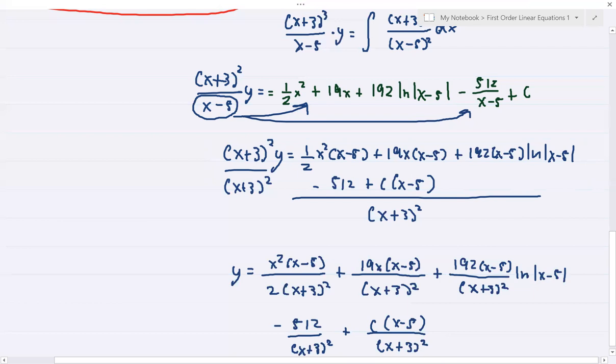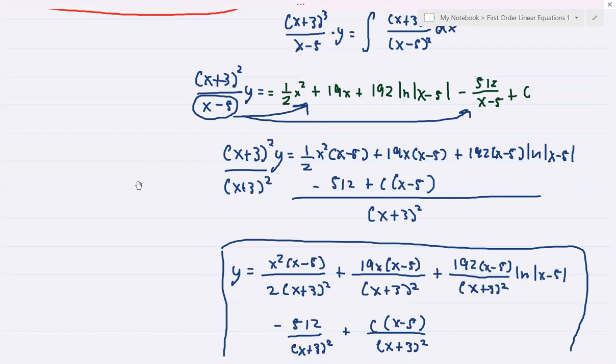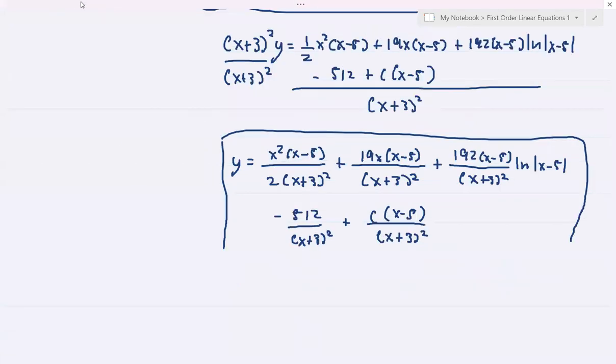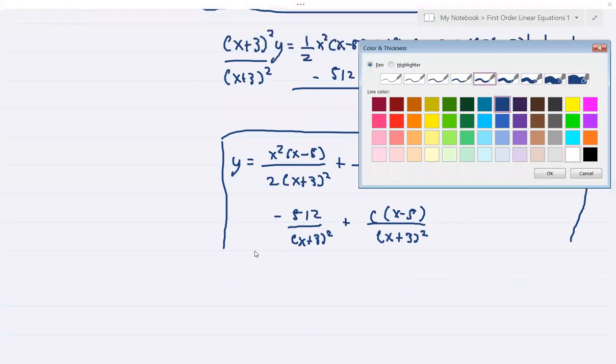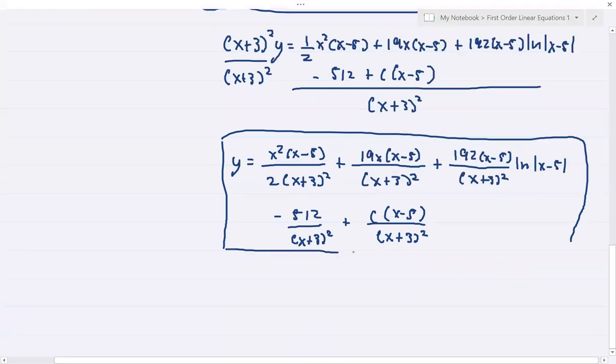Okay, so it is long. So you can stop right now if you like to. Okay, but for me, I'm not done yet. You can simplify this one thoroughly. It's up to you. For me, I'm going to simplify this term only.